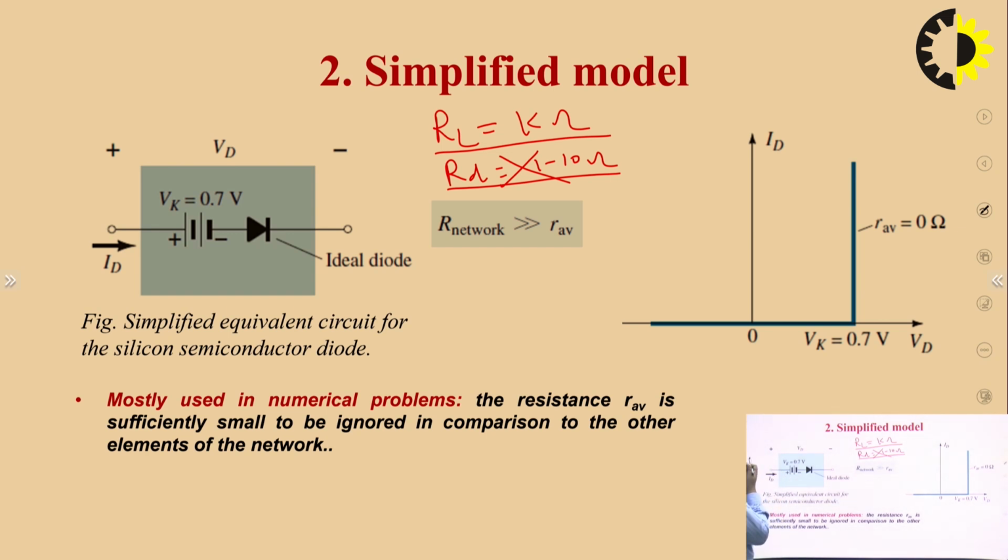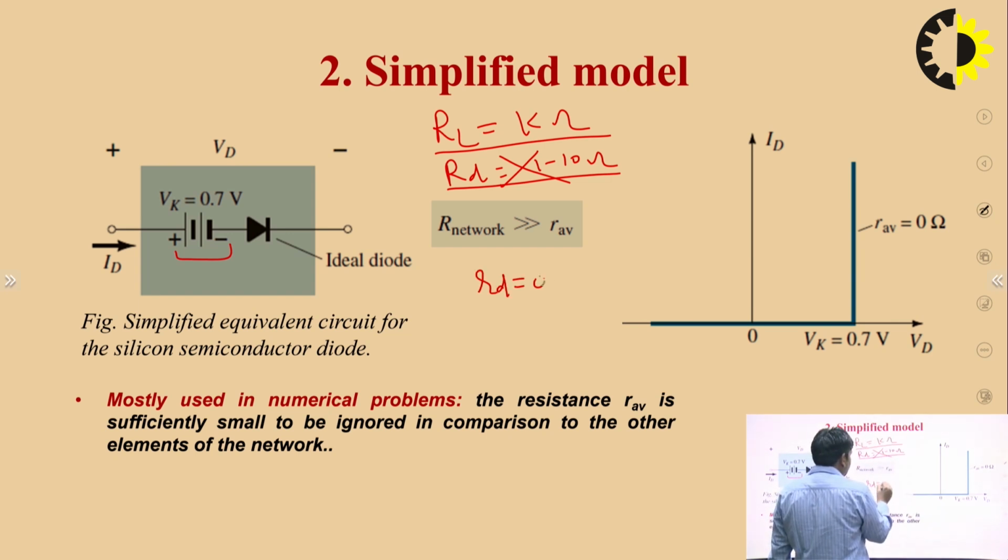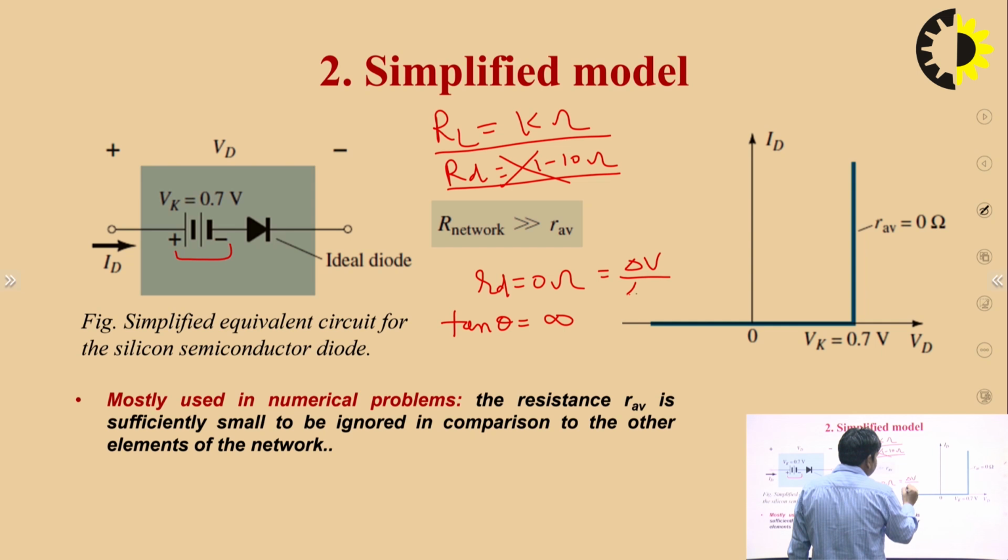This is a practical consideration. This is the plus minus, this is the cut-in voltage for silicon, and this is the ideal diode. If we draw these characteristics, we can say the diode resistance is 0 ohm. What is the meaning of this? Tan theta is infinity, because RD is equal to the change in voltage and change in current.